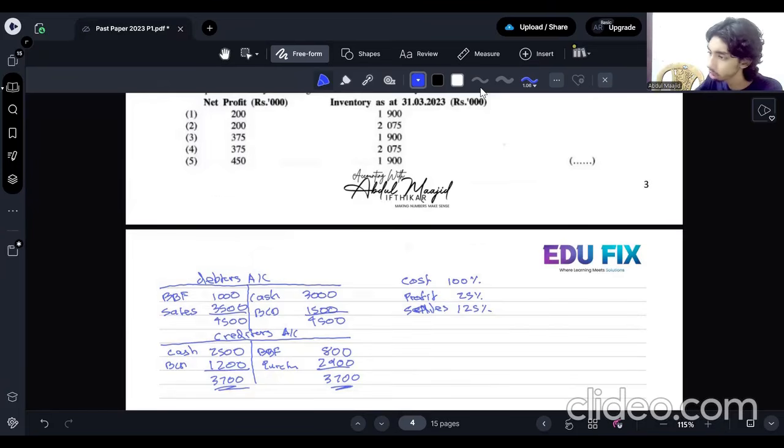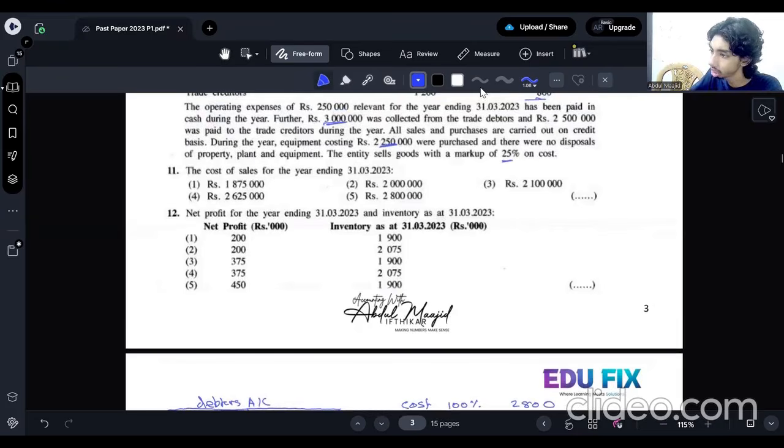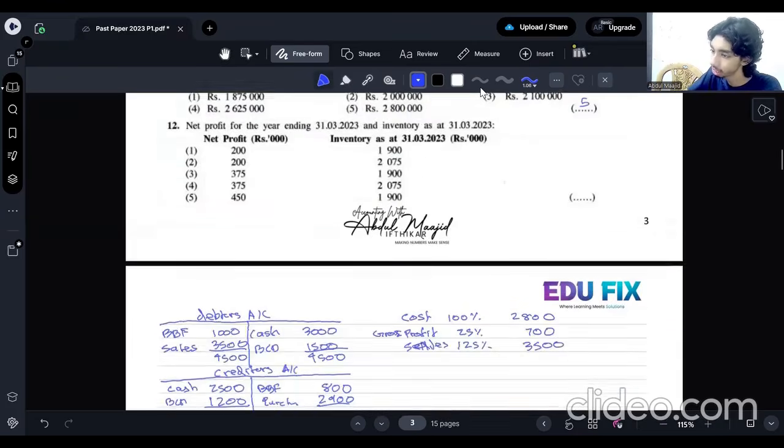Now the sales we found out as 3,500, then the cost will be 3,500 divided by 125 into 100, that is 2,800, which means the gross profit is 700. This is the gross profit. Then now we can find the cost of sale. Cost of sale is 2,800. That is answer number 5.